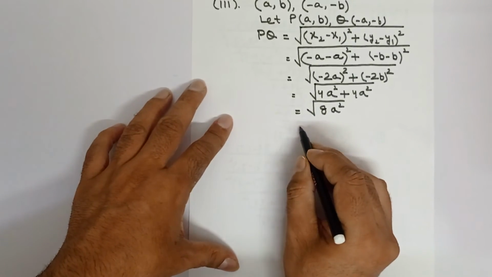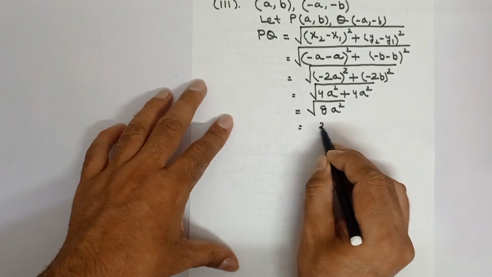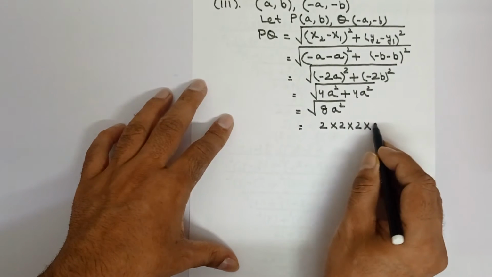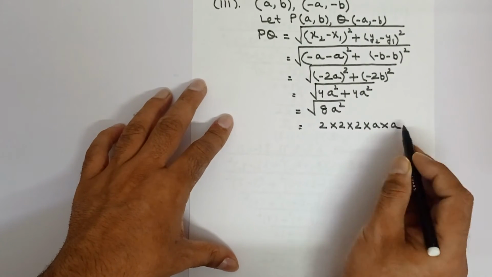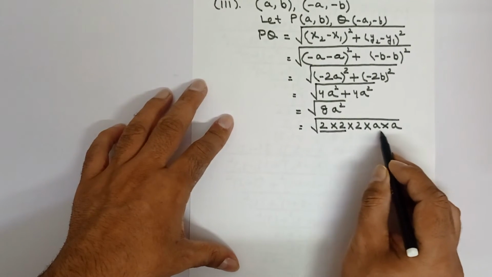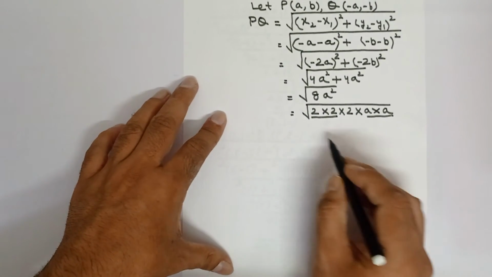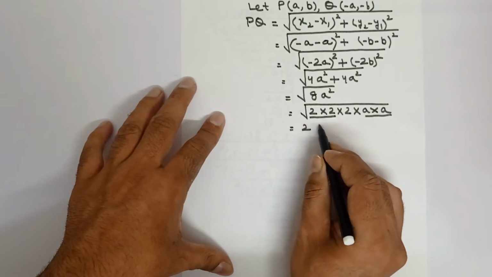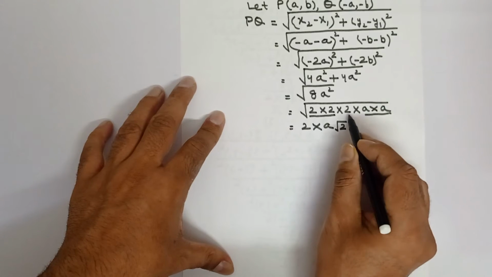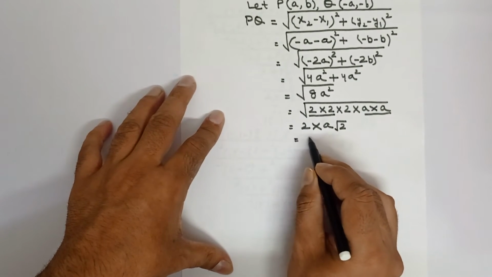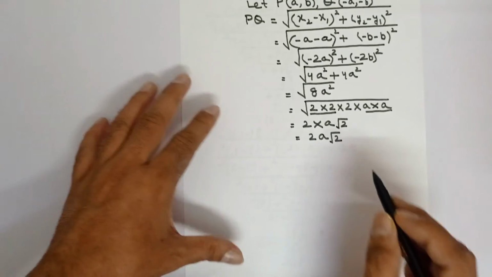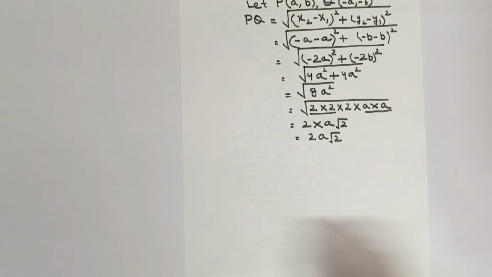So this can be written as 2 into 2 into 2 and then a into a. This is one pair and this is another pair. From pair one a number will be taken once, 2 into a outside. Inside will be only under root 2. So the answer is 2a under root 2.